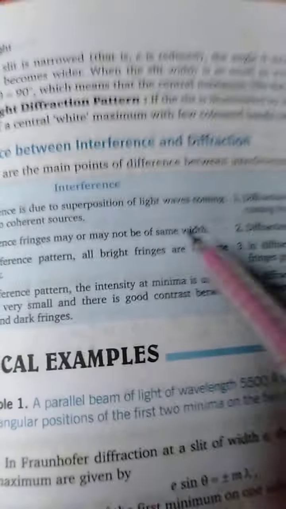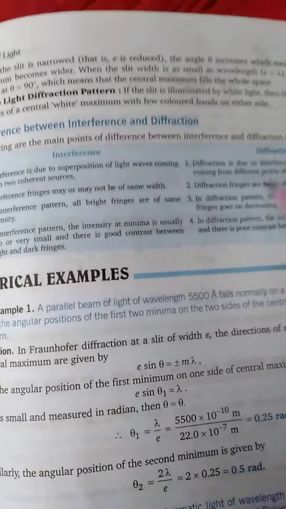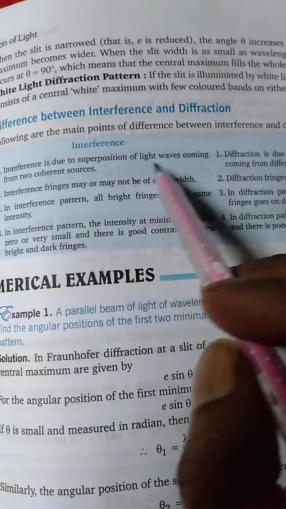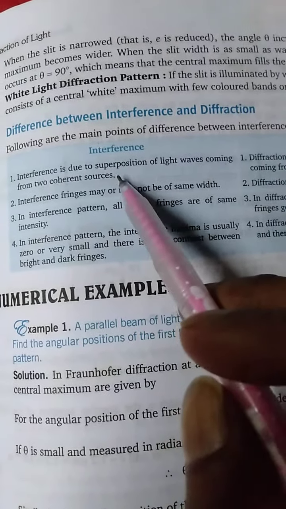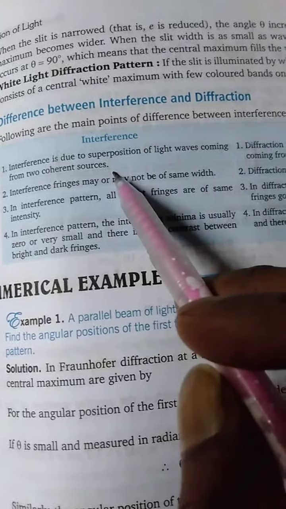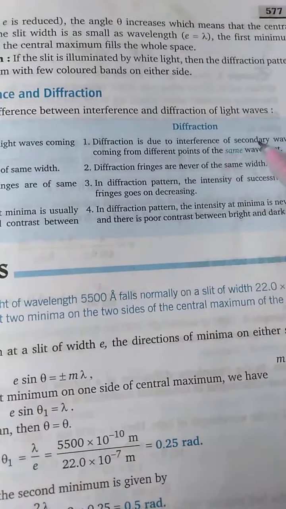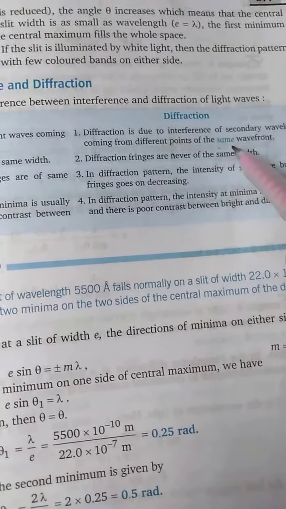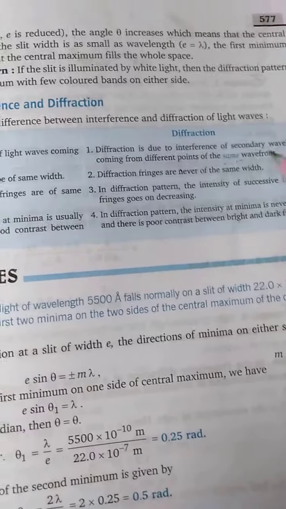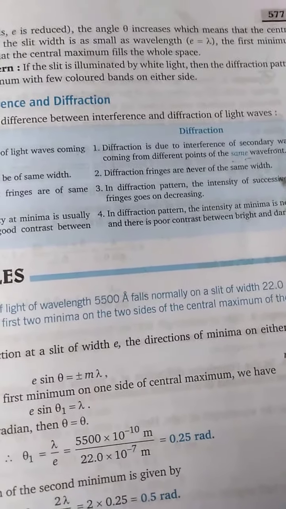Now, interference and diffraction: what is the difference? Interference is due to the superposition of light waves coming from two sources. You have seen in YDSE there are two slits. Diffraction is due to the interference of secondary wavelets coming from different points of the same slit or the same wavefront.